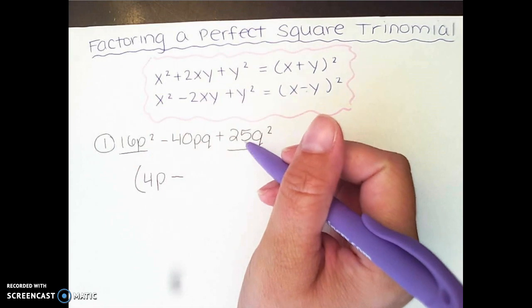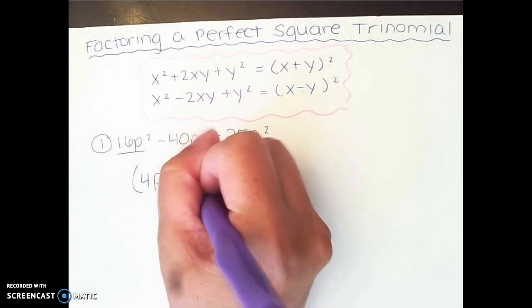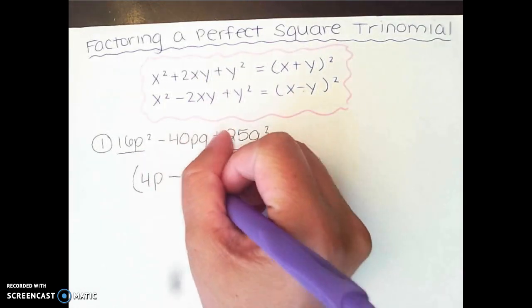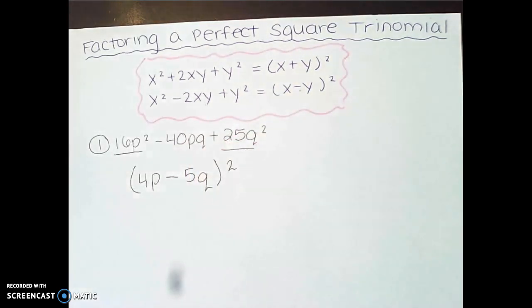Square root of the last term, square root of 25 is 5. And square root of q squared is q. And then that whole binomial will be squared, and that's your factored form.